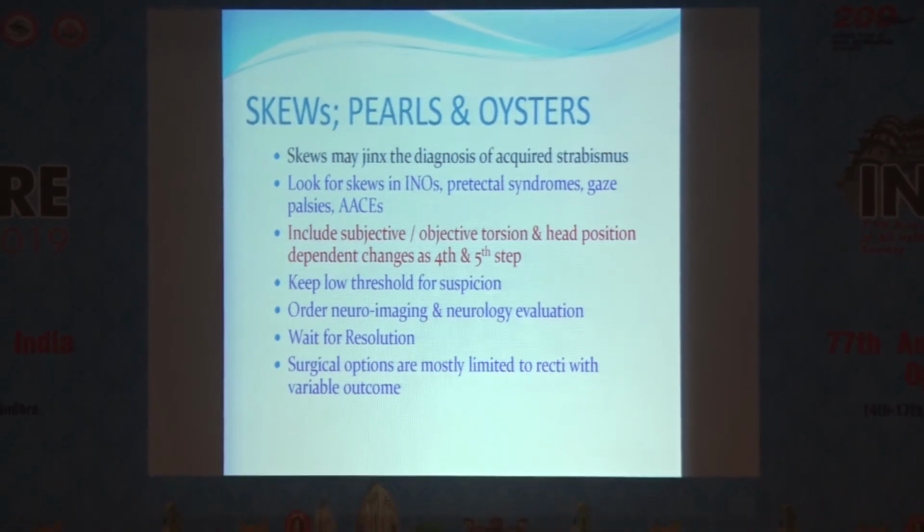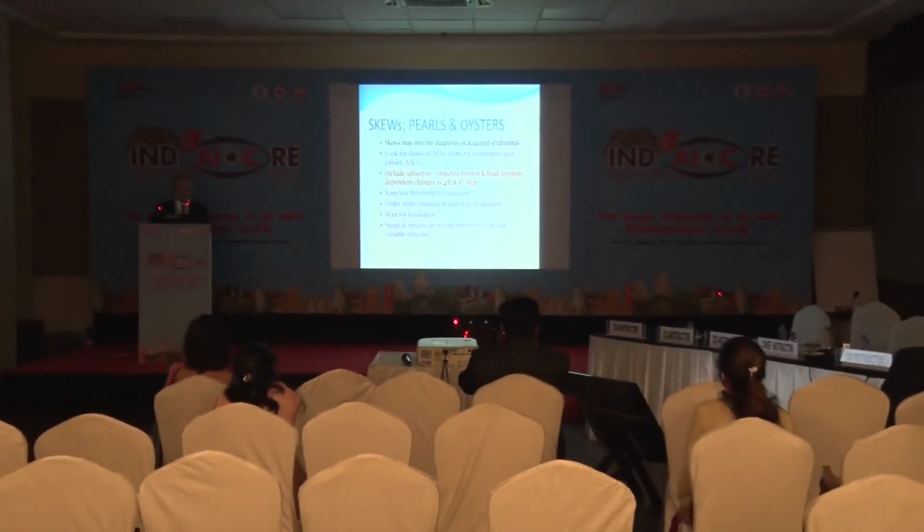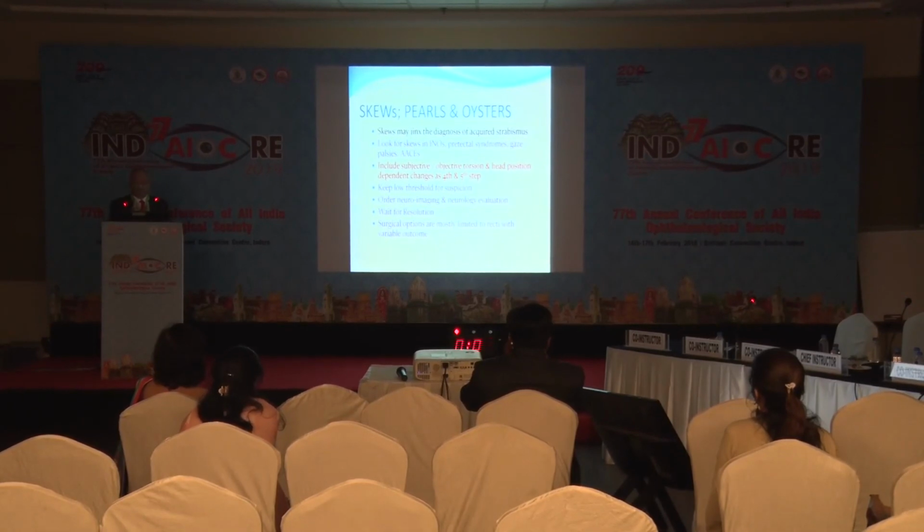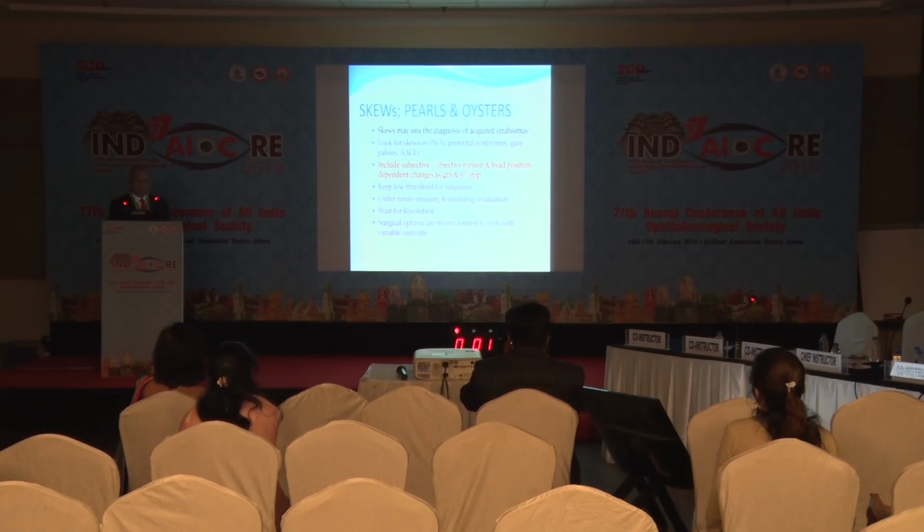Look for this thing, skews in INOs, pretectal syndromes, and acute acquired comitant esotropias. Include subjective and objective torsion assessment in all these cases, and gaze and supine position changes in torsion and vertical deviation, because this is the only way to distinguish a superior oblique palsy from these cases. Keep a low threshold for suspicion and order neuroimaging. Wait for resolution, because a good number are going to resolve, and if they don't resolve, you have to do surgery. Usually the surgery has to be the recti surgery, because obliques don't help.